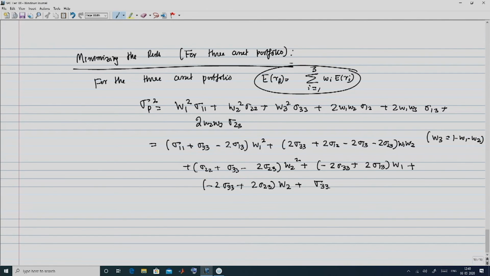Now, what is my goal? My goal here is to figure out the values of W1, W2 and W3 that result in the minimum variance σp².